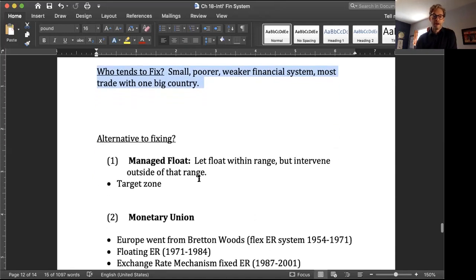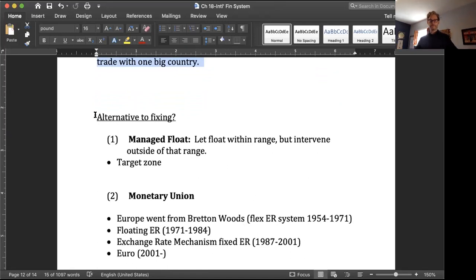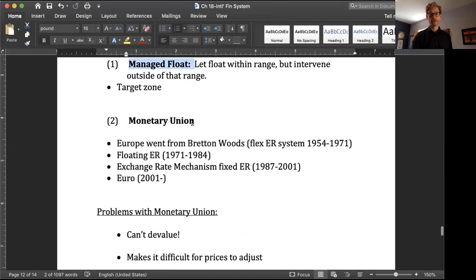There are alternatives to the extremes of floating and fixing. Some countries try to do managed float, right? Which is they let their currency float within a small range, but intervene to try to keep it from moving too much. Some countries have also gone to a monetary union, right? And you can think about a monetary union as a fixed exchange rate system. The euro is a fixed exchange rate system. Every country is fixing their exchange rate on a one-to-one basis. So a euro from France is worth the same amount as a euro from Germany.